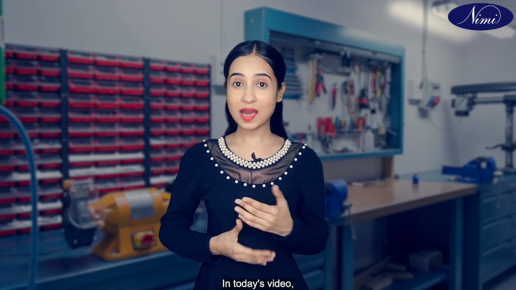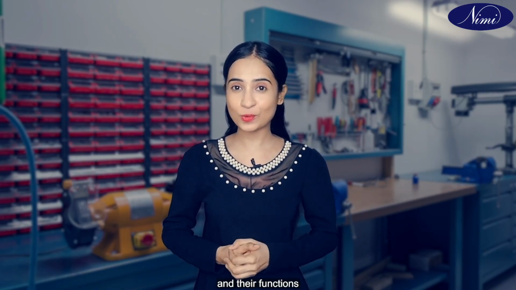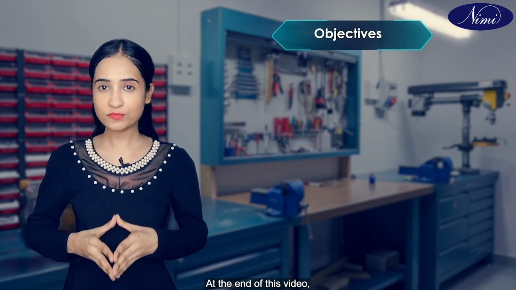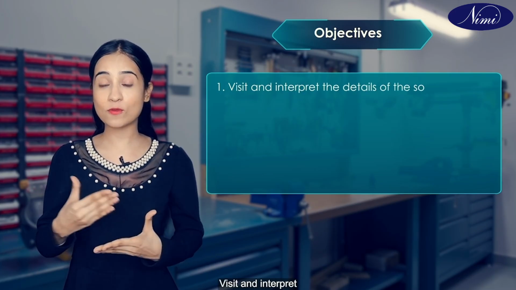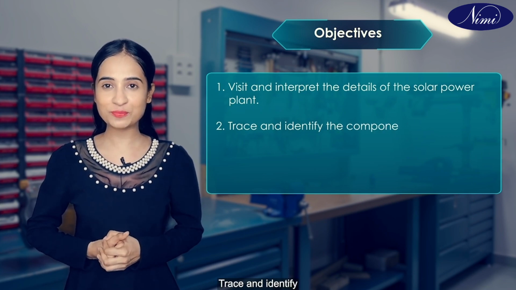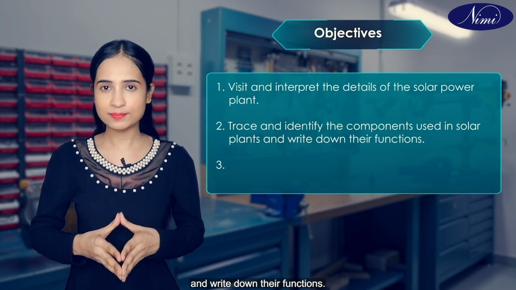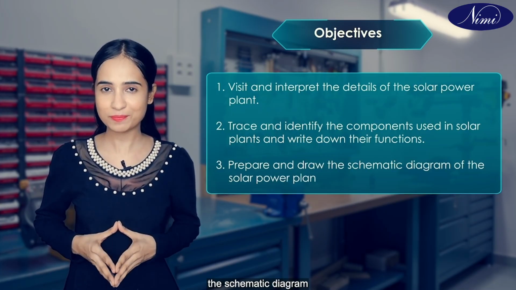Hi everyone, in today's video we are going to discuss how to identify the components and their functions installed in the solar power plant. Objectives: at the end of this video you will be able to: Number 1. Visit and interpret the details of the solar power plant. Number 2. Trace and identify the components used in solar plants and write down their functions. Number 3. Prepare and draw the schematic diagram of the solar power plant.